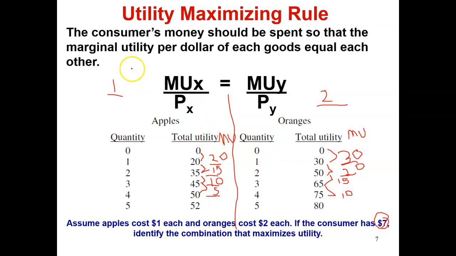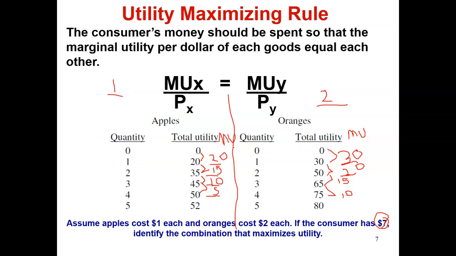If marginal utility was the only thing that mattered, like we were only interested in marginal utility, you would say to yourself, you know what, which one would I buy? I would buy the orange first, right? Because I like it better. I get 30 utils compared to 20 from the first orange compared to the first apple.